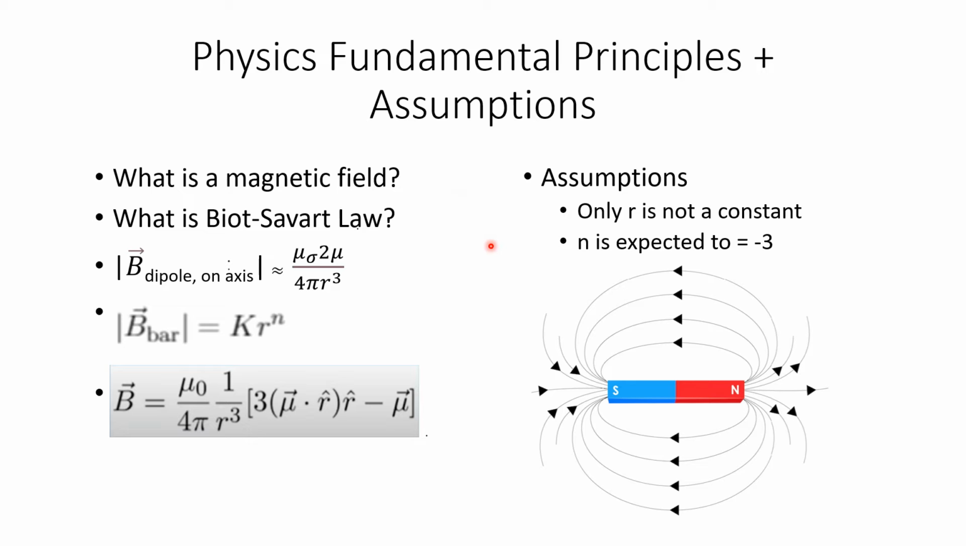And for the Biot-Savart law, here we have three versions. The first is the magnitude of a magnetic field on axis given by mu naught over 4 pi times 2 mu over r cubed. Then we have the magnitude of the magnetic field of a bar magnet as k r to the n, where n is the distance dependence value. And then we'll later take the natural log of this equation so that we can plot it in the mx plus b form. And this last equation here will be used in the GlowScript model to visualize the magnetic field. And there are some assumptions that we need to make: that only r is not a constant, and that we are going to assume that n is expected to equal -3.